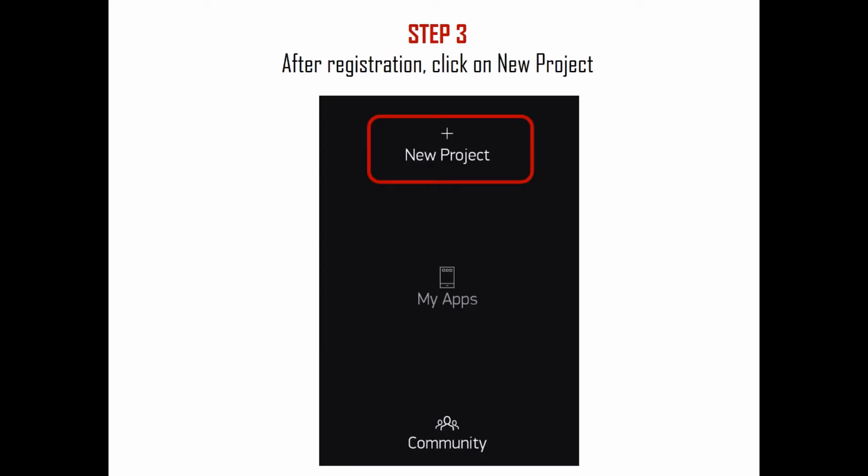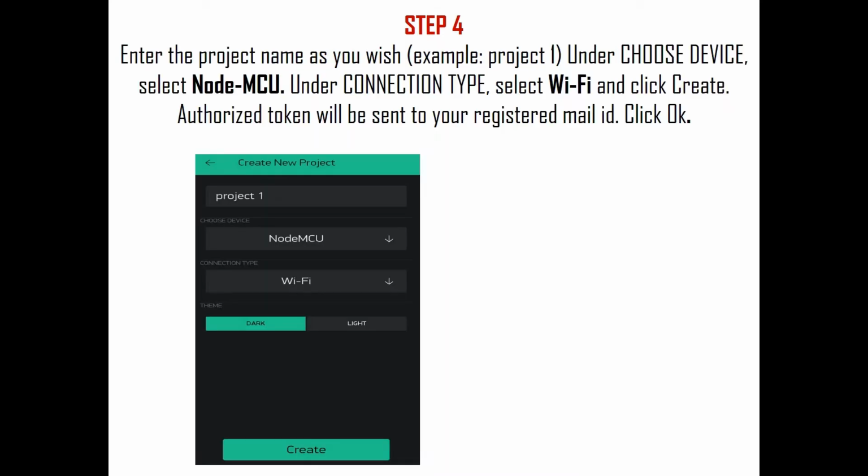After registration, click on the new project. The create new project window will open. In that, enter the project name as you wish. In my example, I entered project 1. Under choose device, select Node MCU, because we are going to use the Node MCU board in our project.